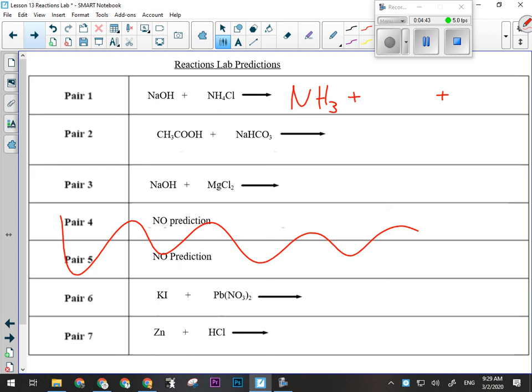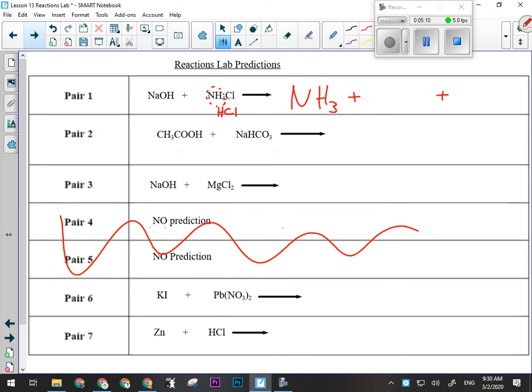I've got 1 N and 3 H's on the product side. Those came from here. Okay? So they came from here, which means that now that N is gone and 3 of the 4 H's are gone, which leaves me with 1 H and 1 chlorine.